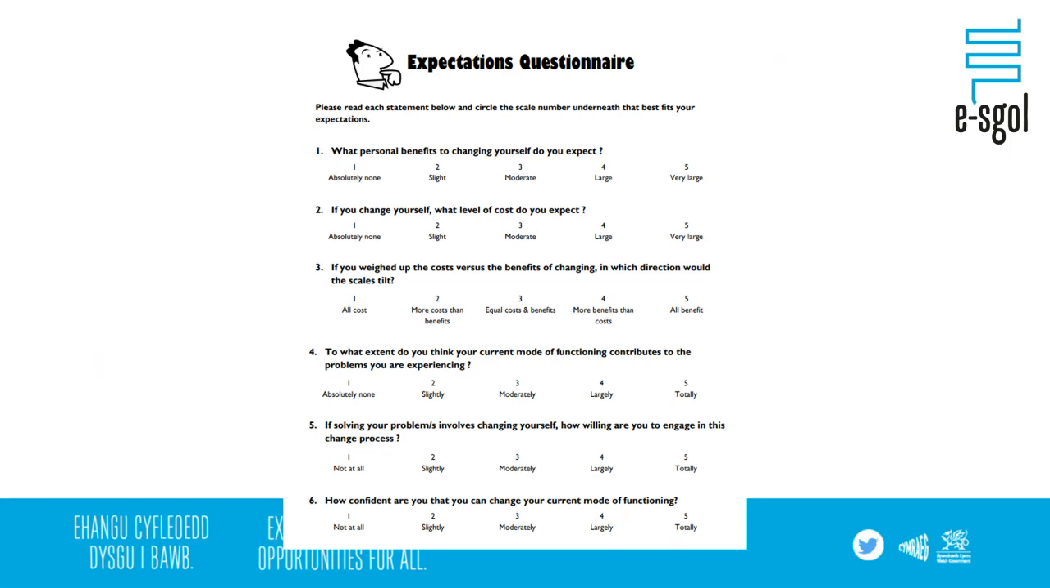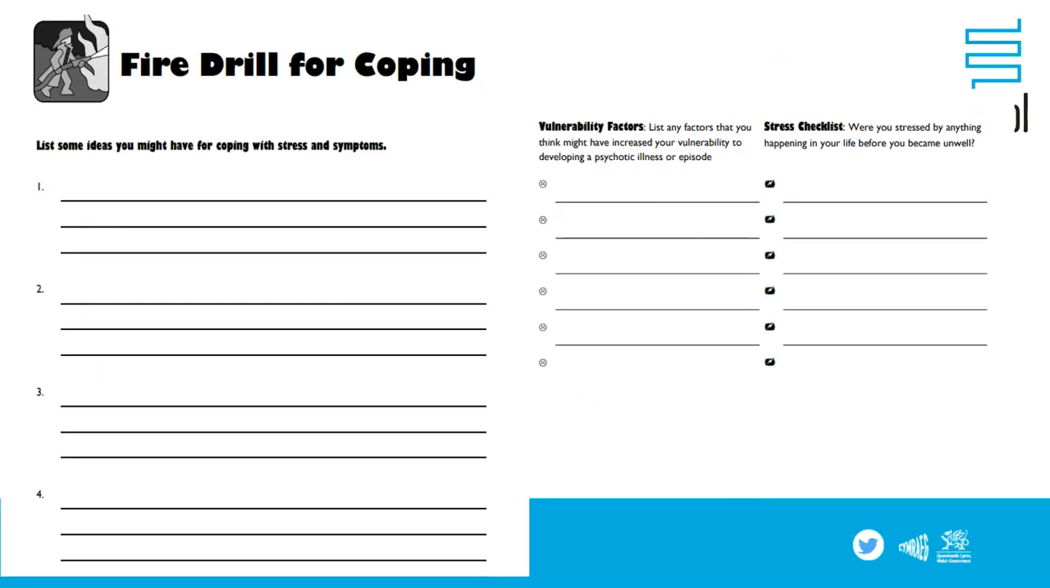This might be quite difficult for the person with schizophrenia to fill out. But again, with the help of the therapist, this just allows them to think outside of the box about what they want from the experience of CBT. Then another one, list some ideas you might have for coping with stress and symptoms. This fire drill for coping is very much the idea of taking your own advice.